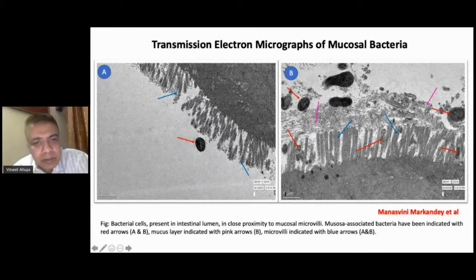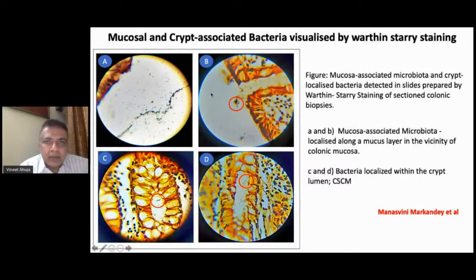and healthy controls. And this is the villi. These are the mucosal microvilli, and these are the mucosal bacteria out there. And subsequently, these are the mucus. This is the mucus layer, and what you find is a number of bacteria out there also. Subsequently, when Watson's study was done, it was seen that not only are there bacteria in the mucosa, this is a bacteria which is lying adjacent to the mucosa, but there are also bacteria which are lying within the crypts, establishing that there is a crypt-associated bacteria.